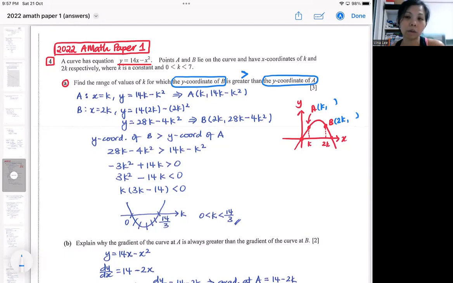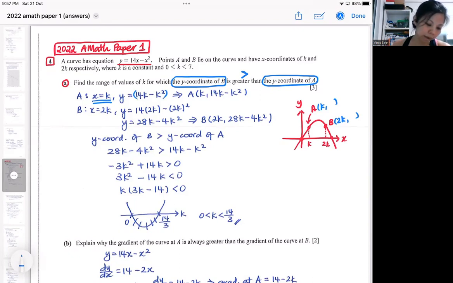We do have the x coordinate of A. With the x coordinate, if you just put it back into the equation of the curve, you will be able to get the y coordinate. So we just do a simple substitution. When x is equal to 2, you put it into the equation, and this whole thing will be the y coordinate of A.